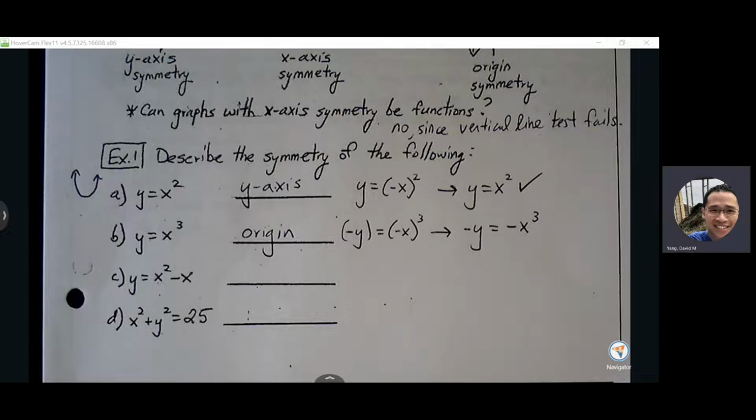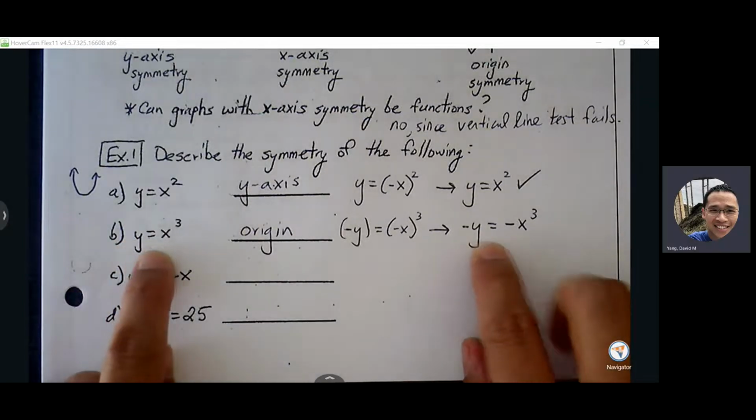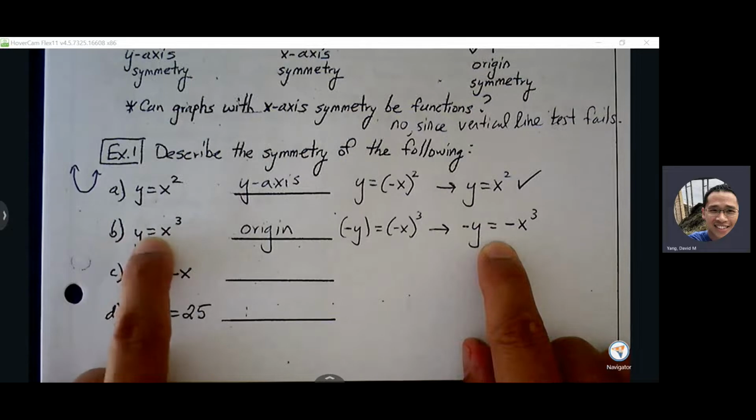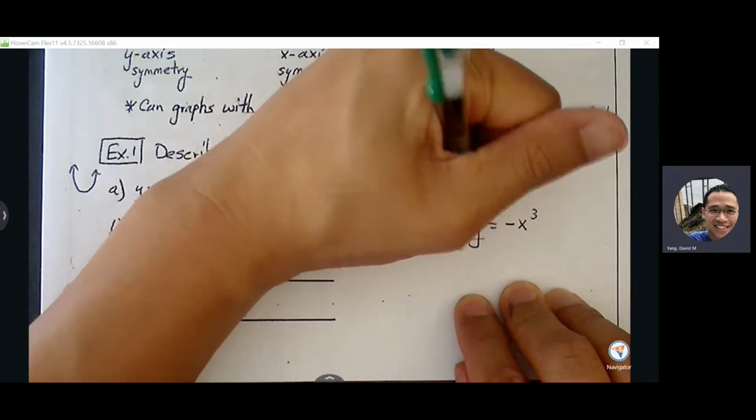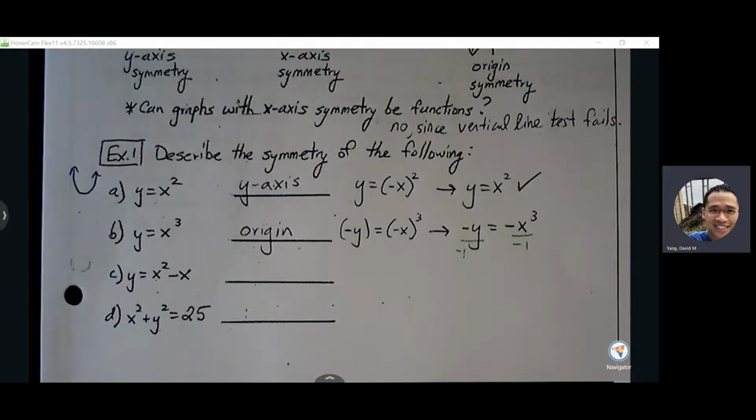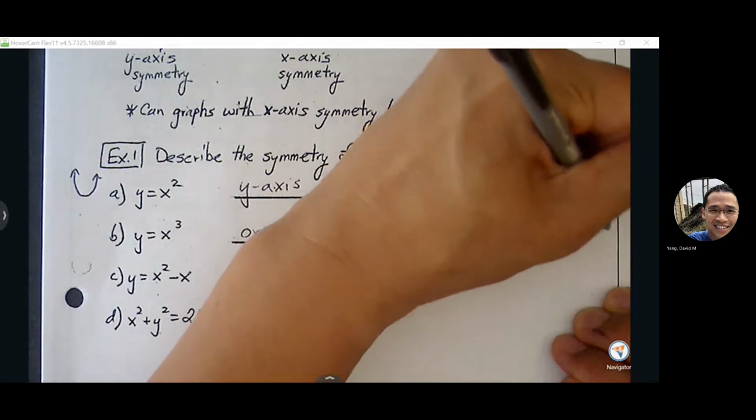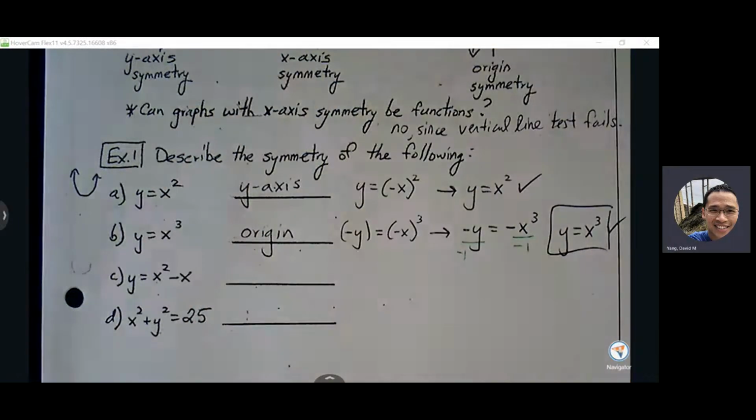So I have two negatives here. What can I do with these two negatives? Yeah, if I divide by negative 1, I should be able to make it go back to the starting point, right? So I divide both sides by negative 1. The two negatives from both sides will just go away. So I'm able to make my way back to my starting point. And that shows I can confirm that we're dealing with an equation that has origin symmetry.